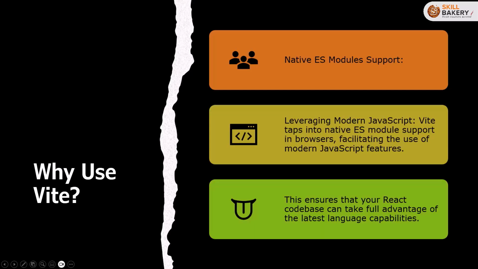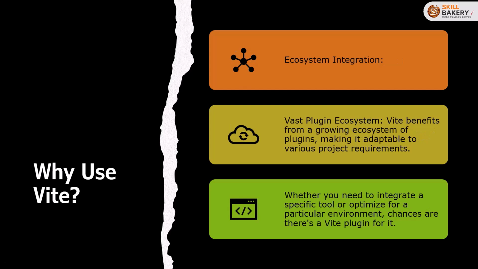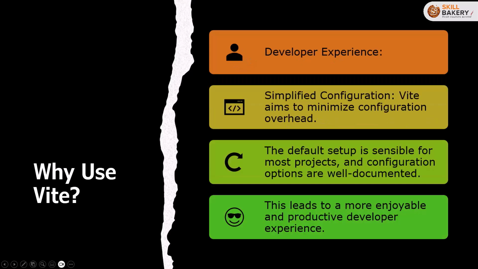It also has native ES module support. Leveraging modern JavaScript, Vite taps into native ES module support in browsers, facilitating the use of modern JavaScript features. This ensures that your React code base can take full advantage of the latest language capabilities. It has this ecosystem integration support. It has this vast plugin ecosystem. It benefits from a growing ecosystem of plugins, making it adaptable to various project requirements. Whether you need to integrate a specific tool or optimize for a particular environment, chances are there's a Vite plugin for it.